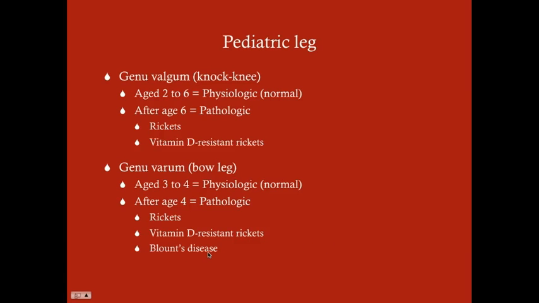Blount's disease is a diagnosis of exclusion. So that would be if you don't have rickets or vitamin D resistant rickets, but you have the genu varum in the pathologic stage. Okay, so good to remember these ages. 2 to 6 for physiologic genu valgum, 3 to 4 for physiologic genu varum.